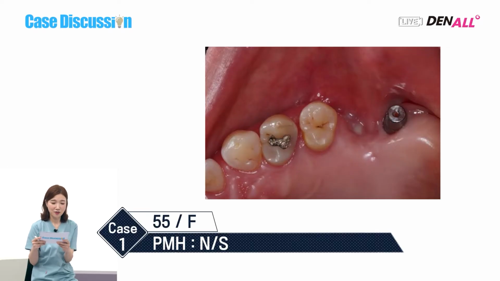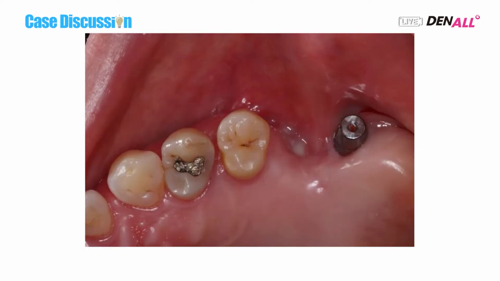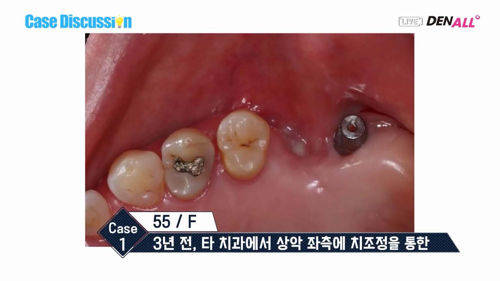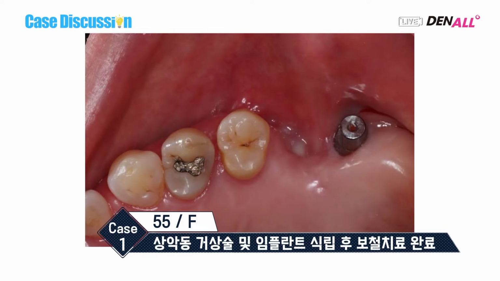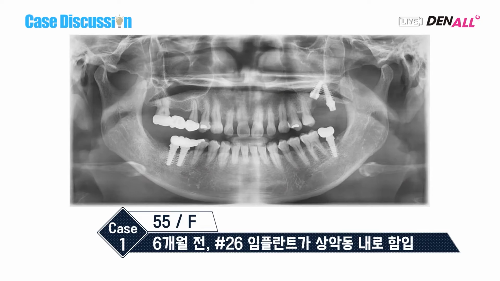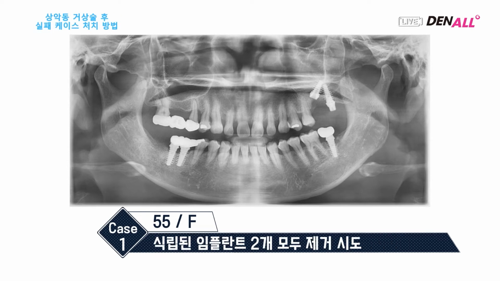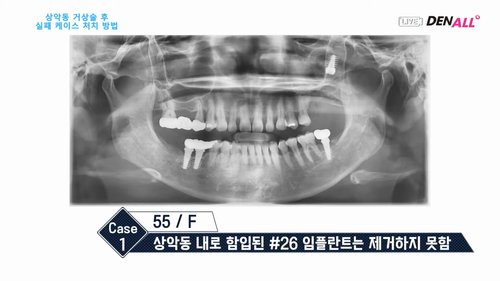55 female patient, no remarkable medical history. Three years ago in another dental clinic, she received a sinus lift using a crestal approach and implant placement on the upper left and completed the prosthesis treatment. But the number 26 implant migrated into the sinus. The two implants placed were attempted to be removed. Regrettably, number 26 migrated deep into the sinus, so it was not removed.